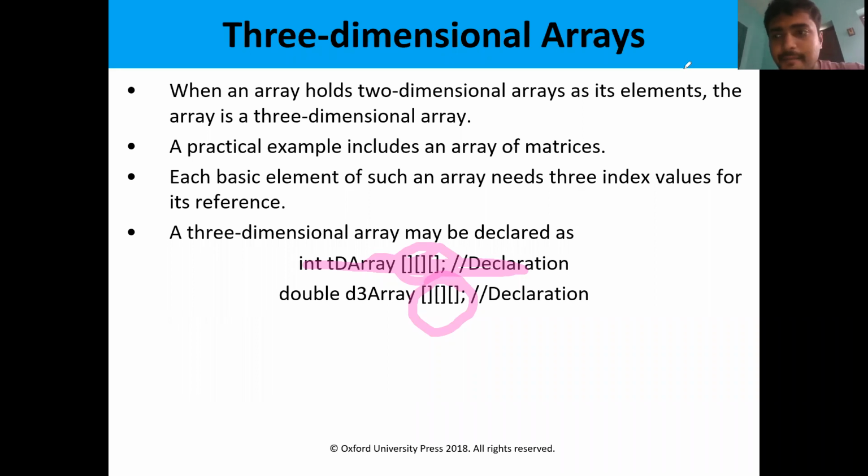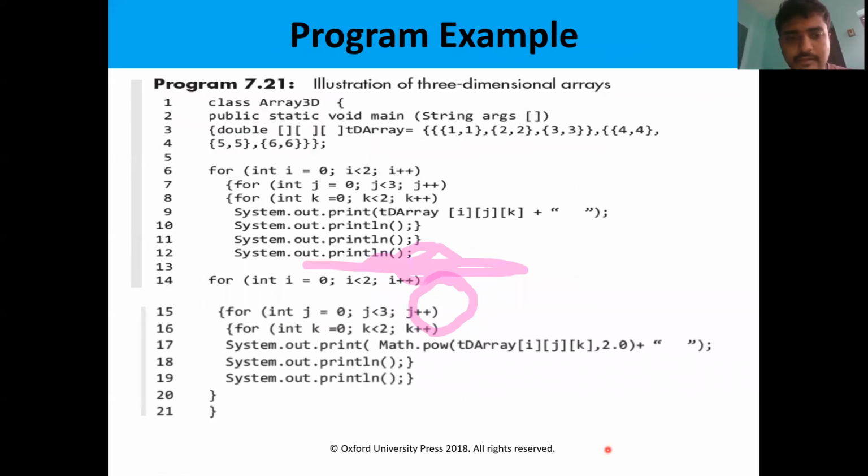3. So two-dimensional means 2 for loops for rows and columns. So here 3 dimensions means the third dimension is added. That means 3 for loops will be needed to initialize or to display the three-dimensional array. So let us see one example.